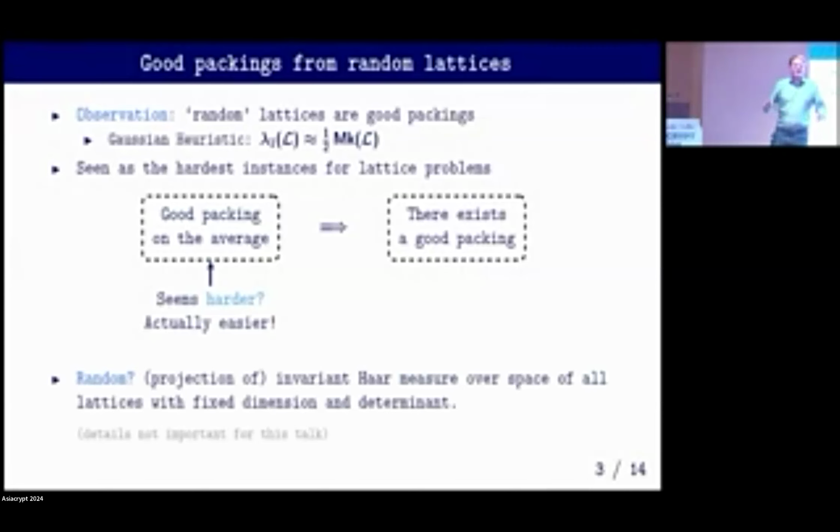And I haven't defined at all what random is, but you can define a Haar measure on SO_n(R), and the projection of this onto the space of lattices is finite, but those details are not important for us. What we can do is look at the space of all lattices with a fixed dimension and a fixed determinant, let's say just one.